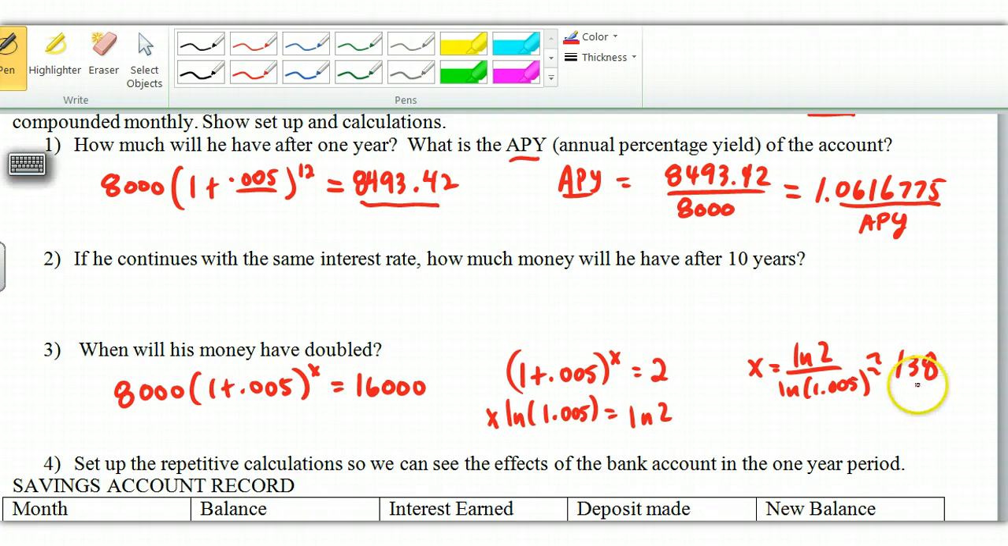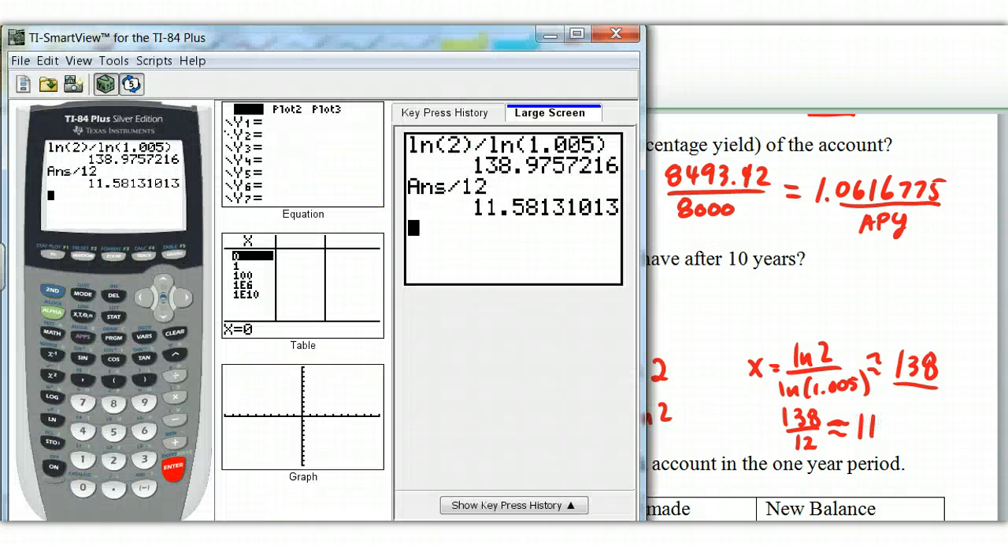Now, this would be my x value. What does that mean? It's going to be 138 years? No, remember that x is n times t. If I'm compounding monthly, then what I need to do is take this 138 and change and divide it by 12, and that would give me a little bit over 11 years. I got it on my calculator here: 11.58 years.